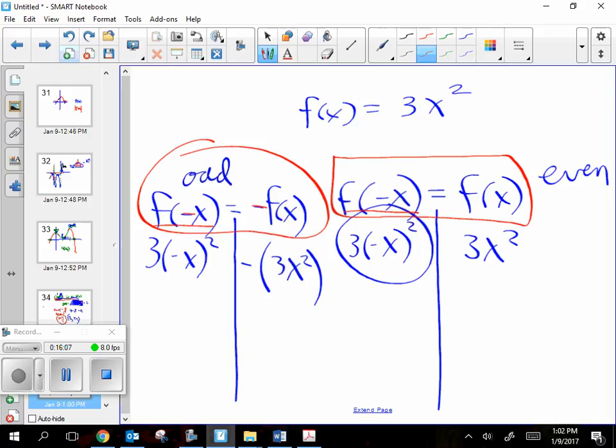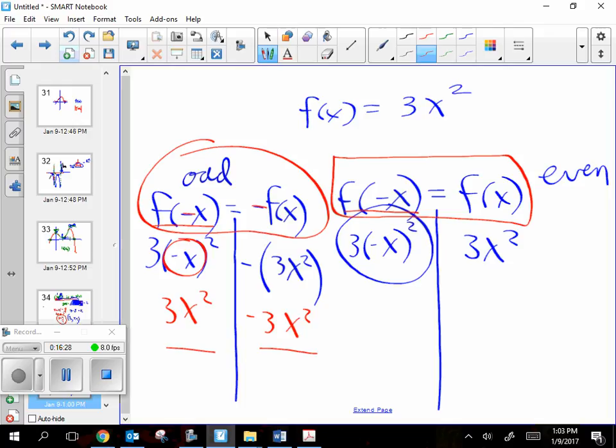So write these rules down. Something for you to memorize. So will definitely help. Okay, so now I'm going to simplify this. Negative x squared comes out to just x squared, so it's 3x squared. And this comes out to negative 3x squared. Are these the same? Simple question, are those the same?